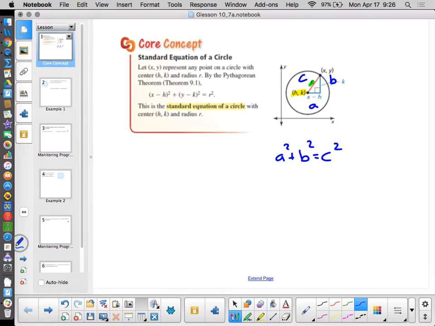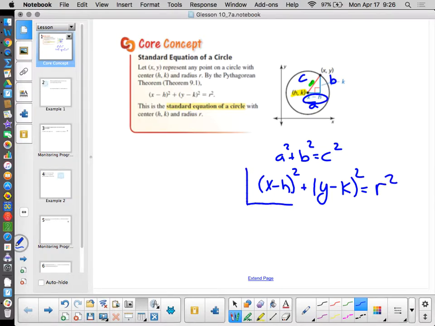Well, for a lot of algebra reasons, which I'm not going to spend a lot of time going into, the first side of the triangle, the first horizontal side, can be found by finding the coordinate of a point on the circle, x, minus the center. And the second side is a point on the circle, y, minus the center. Equals the radius squared. And that is the equation of a circle.